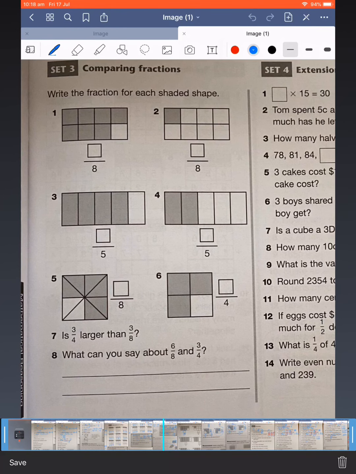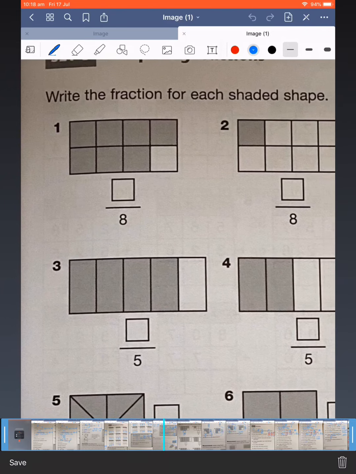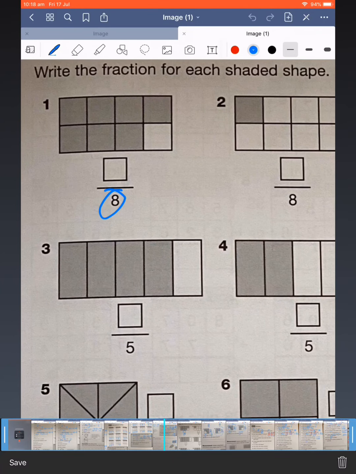So here. Now, the 8 at the bottom of a fraction shows us how many parts there are in something. So we can see here that there are 8. There's 1, 2, 3, 4, 5, 6, 7, 8 parts. Now the part that's on top, this number that's called the numerator, shows us which part is shaded. Okay, each shaded part. So we've got to count the shaded parts. 1, 2, 3, 4, 5, 6, 7. Okay, so we're going to put a 7 there. And that is the answer for that one.